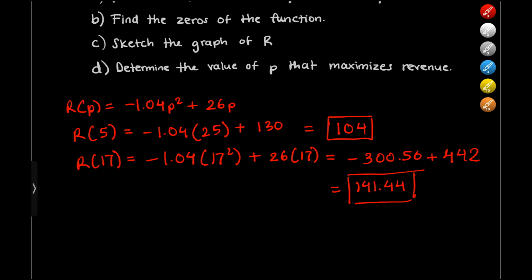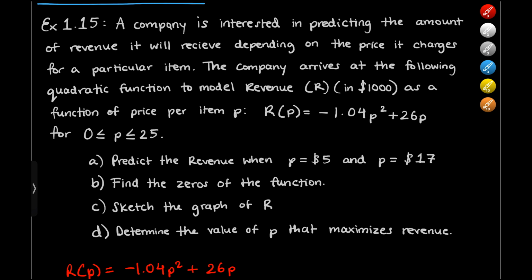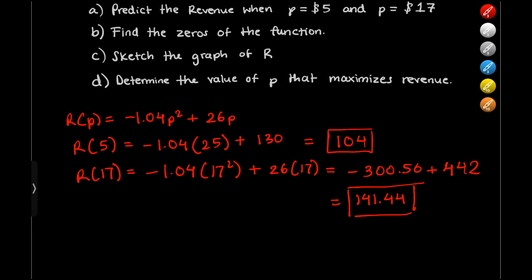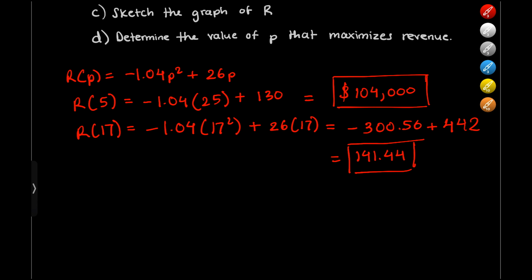And these are all in dollars, by the way. So that's the answer to part A. So I made a mistake because in the question it said that revenue is in thousands of dollars. We have to multiply our answers by 1,000. So the 104 that we had would become 104,000. And this value would be $141,440.